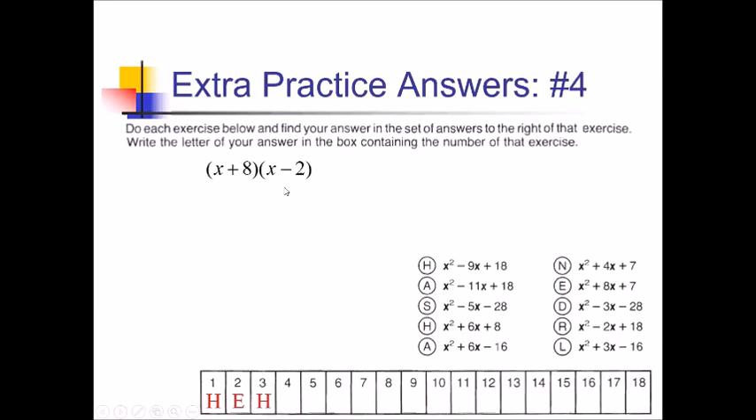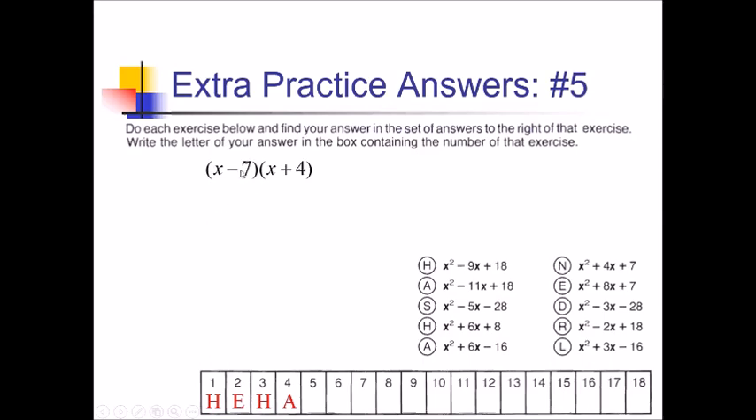Let's go ahead with this problem now. X times x is x squared. X times negative 2 is negative 2x. 8 times x is 8x, positive. 8 times negative 2, that's negative 16, no x there. So combining like terms, negative 2x and 8x is going to give us a 6x in the middle. X squared plus 6x minus 16 is choice A, so that's going in spot 4.